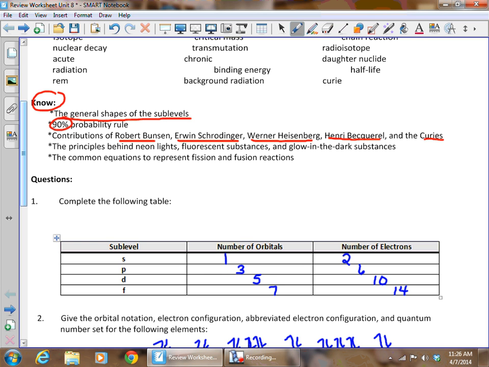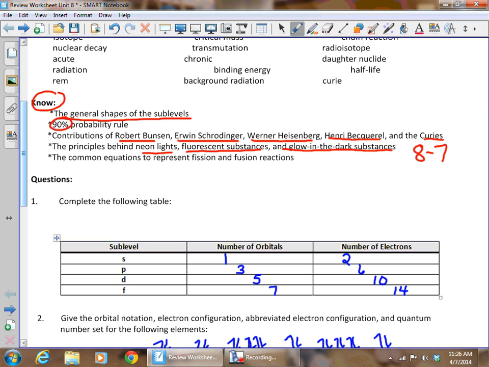The principles behind neon lights, fluorescent substances, and glow-in-the-dark substances. There will be questions about those, and they also are in notes 8-7. There's no video for those, but the write-out portion will tell you information about those things.